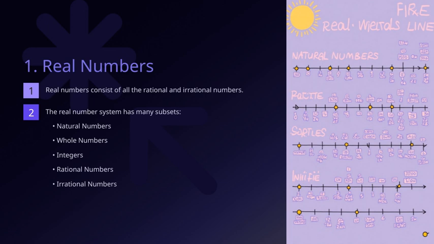The key idea here is that the real number system contains many subsets, each with its own characteristics. Importantly, all these subsets together make up the entire set of real numbers, which includes both rational and irrational numbers. Understanding these subsets helps us see the structure within the real numbers and how different types of numbers relate to each other. This foundation is crucial as we continue exploring the broader concept of the number system.